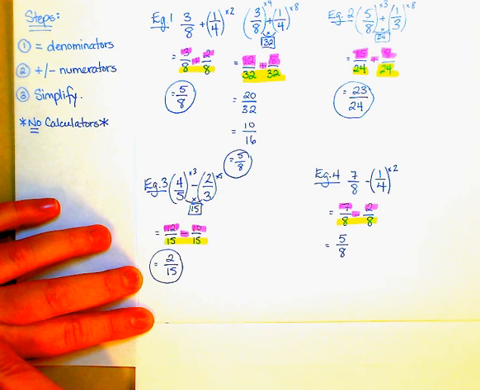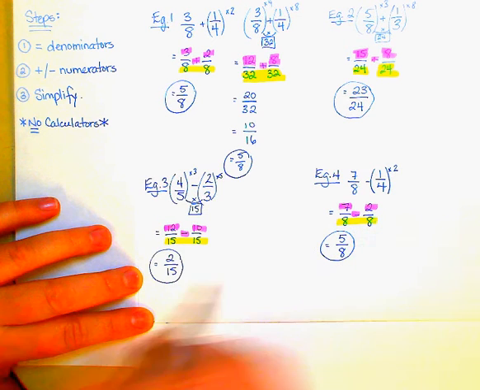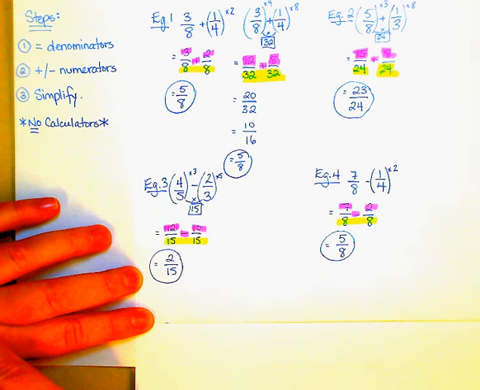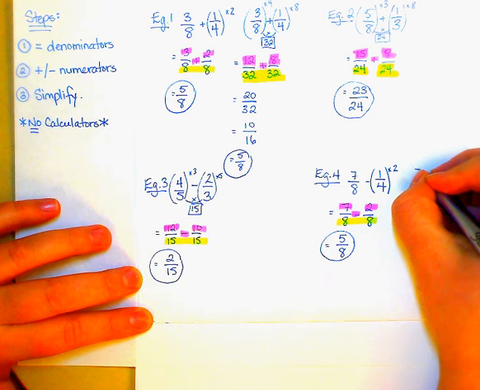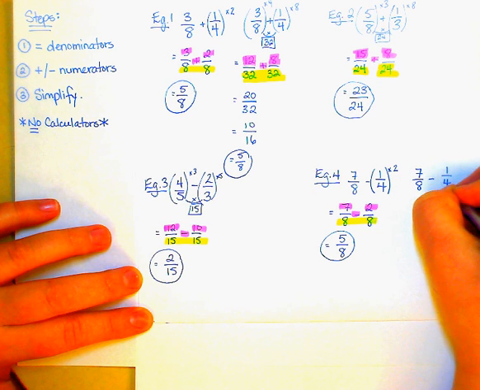And 5 and 8 have no factors in common apart from 1. So that is the simplest form I can make that fraction. Let's try this one using the other method too. So I have 7/8 subtract 1/4.